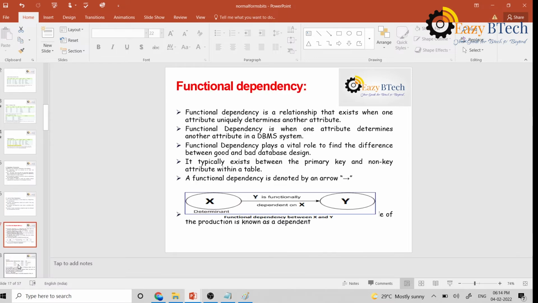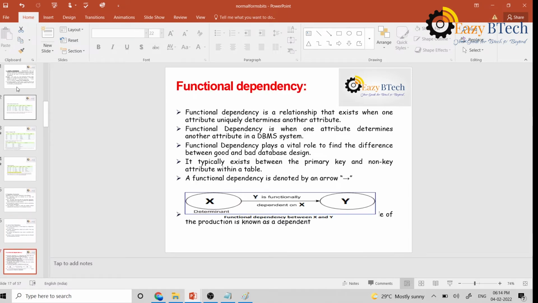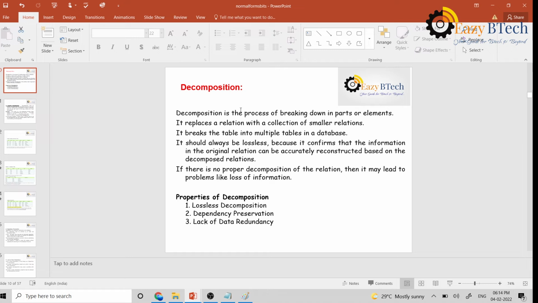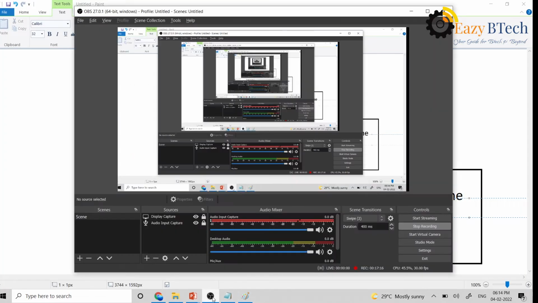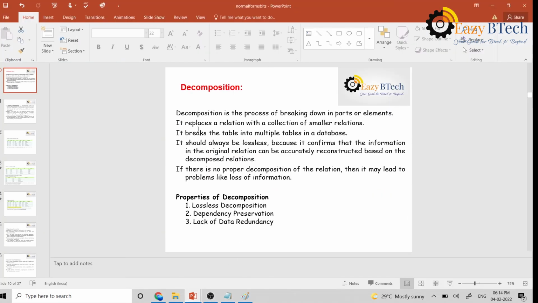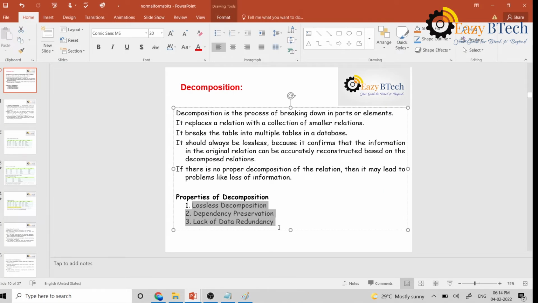This is about decomposition. What is decomposition? Decomposition is dividing the database into subparts. In this example we are dividing into two tables. Similarly, we divide data into different forms, which is called decomposition. What are the properties of decomposition? Very important.